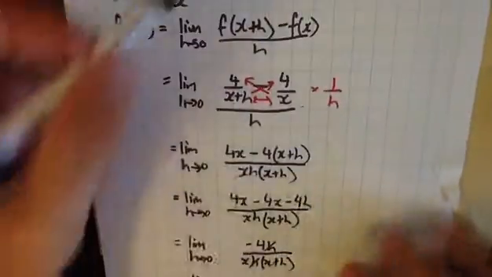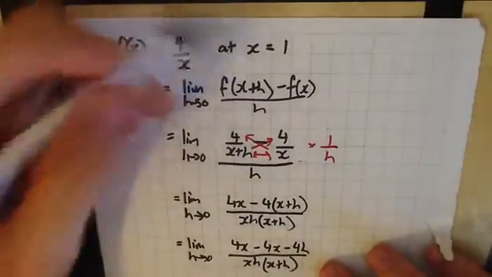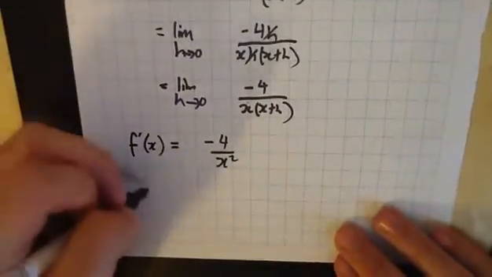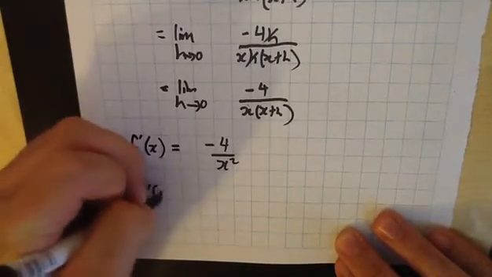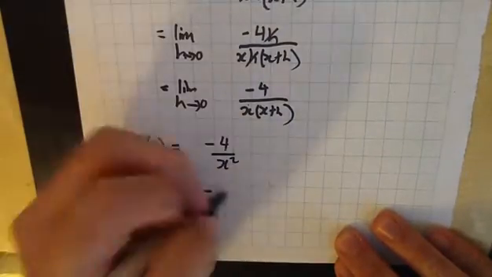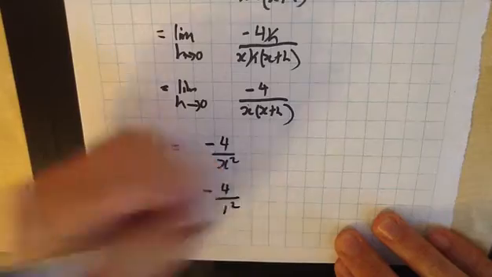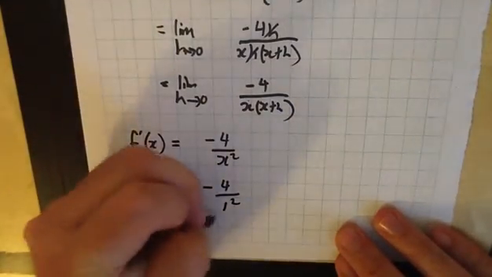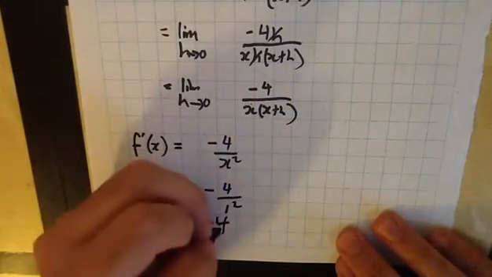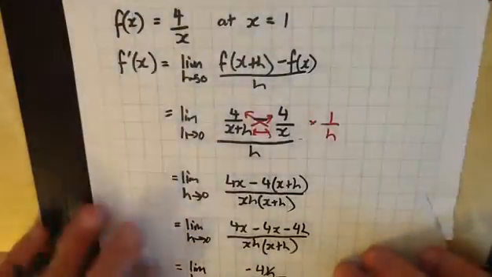So the derivative at this point at x equals 1: once I've got the slope function, I just go, well then what is the derivative at 1? So that's going to become negative 4. So that is the slope of the tangent at the point at x equals 1.